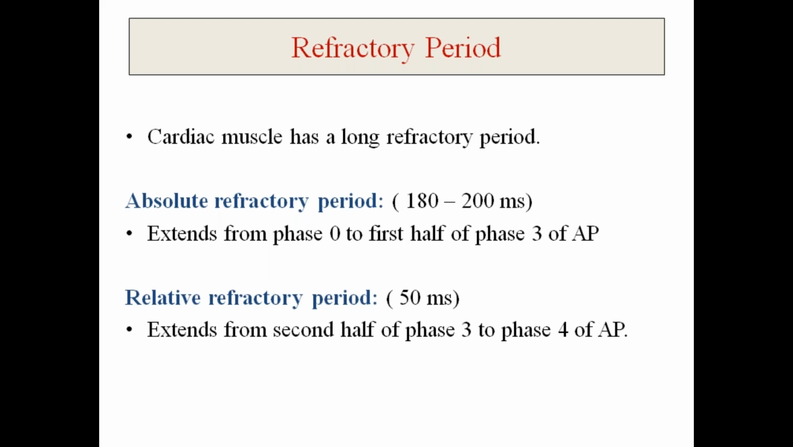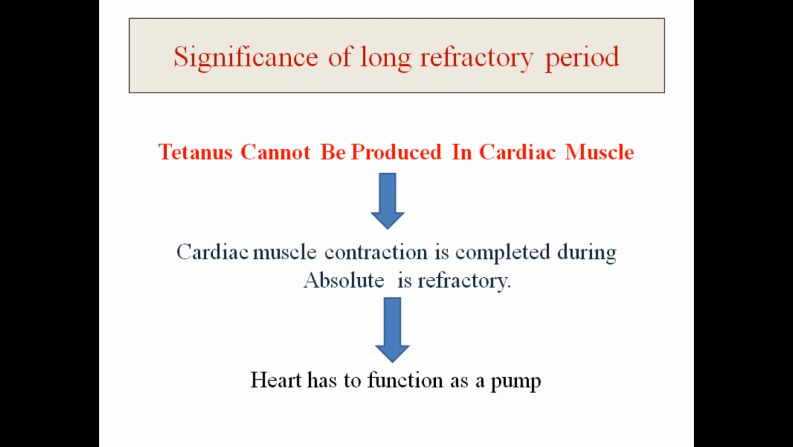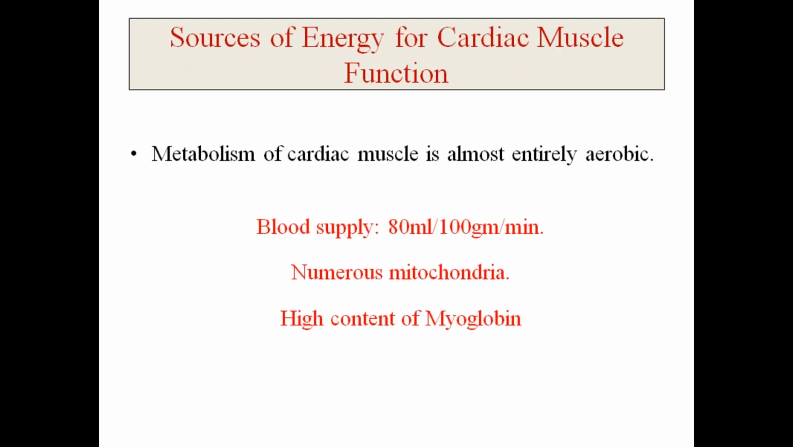The duration of the absolute refractory period is about 180 to 200 milliseconds, and the relative refractory period is about 50 milliseconds. So tetanus can't be produced in cardiac muscle, and it is because of this property that your cardiac muscle continues to act as a pump. Now coming to the musculature, something on metabolism.